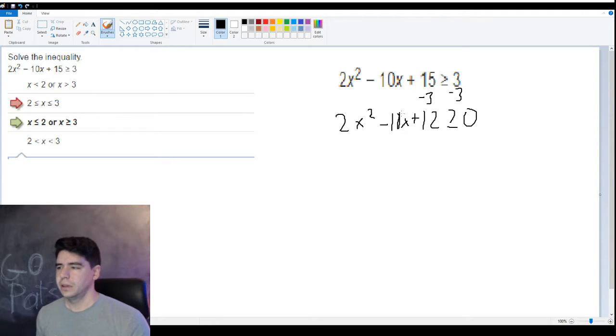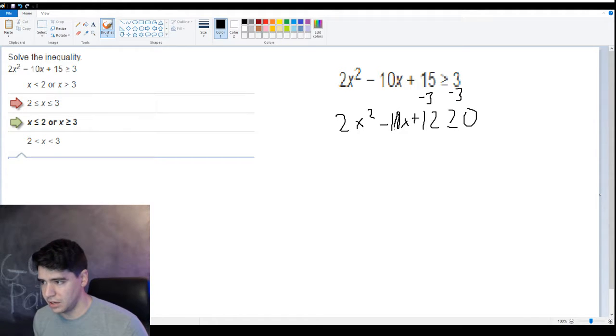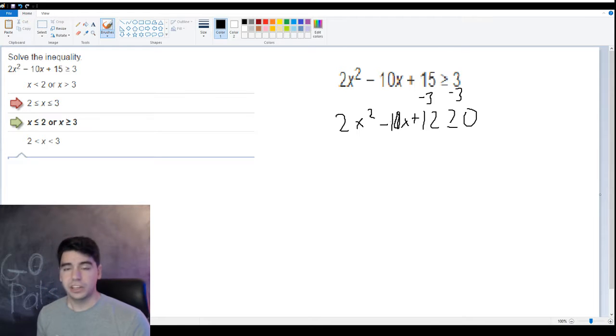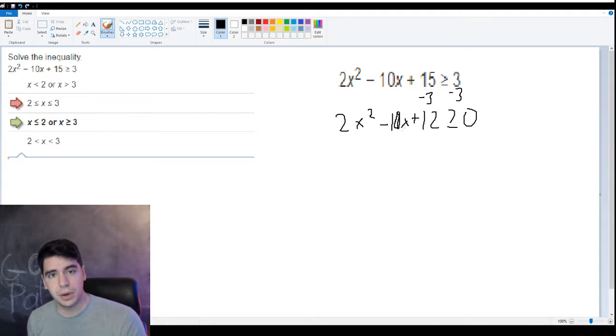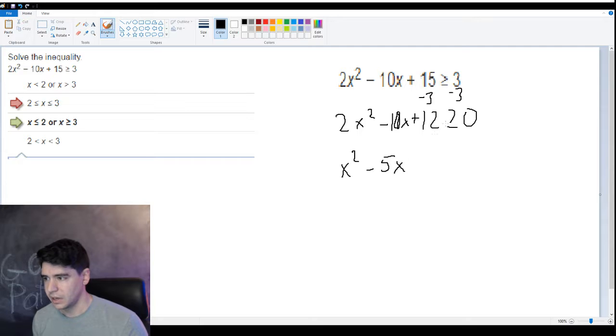Alright, so now this is a 10. Remember that. It's an ugly 10. What I can do now is divide everything on both sides by 2. So 2x squared divided by 2 gives me x squared, or 1x squared, either way, same thing. Negative 10x divided by 2 gives me negative 5x. 12 divided by 2 gives me plus 6. And 0 divided by 2 gives me 0.